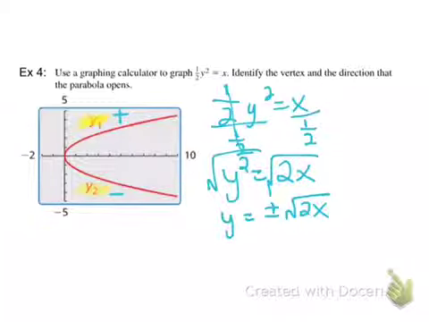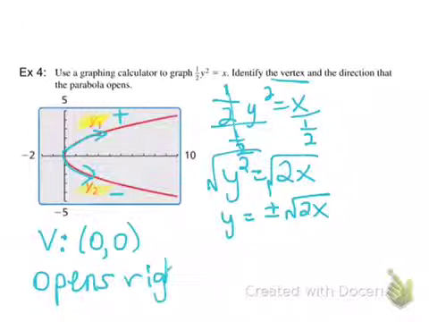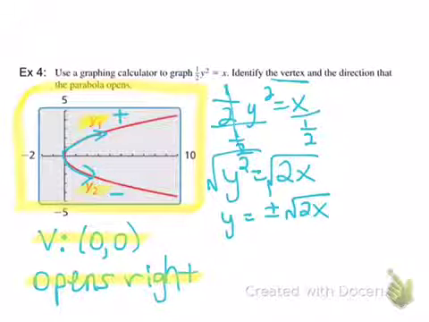Now then, identify the vertex. So my vertex here is at 0, 0. And the direction that the parabola opens, well, you can tell visually right there, it opens to the right. So there's my vertex, it opens to the right, and just sketch what you get from the calculator.